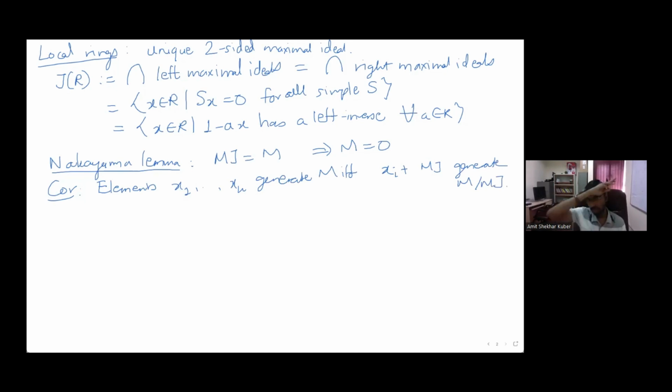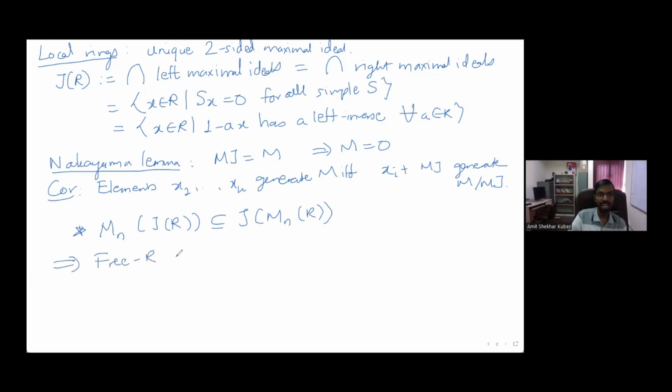One more result that we will need in this direction is about matrix rings: n by n matrices with entries from the Jacobson radical are contained inside the Jacobson radical of the matrix ring. These two results together will tell us that free modules over R and projective modules are exactly identical, because you start with a projective module P, then P direct sum Q is R to the power n.